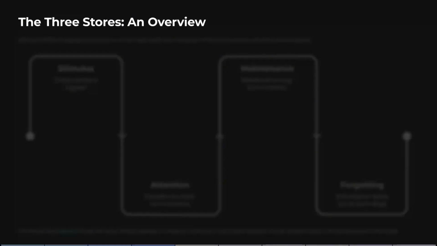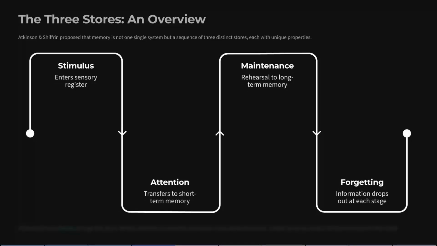Now, this slide contains the single most important diagram in A-level memory. And I want you to pause here, look at it carefully, and make sure you can reproduce it from memory, because you may well be asked to draw or describe it in your exam. The model proposes that memory is not one single system, but a sequence of 3 distinct stores. Information flows through them in a linear, one-directional path.